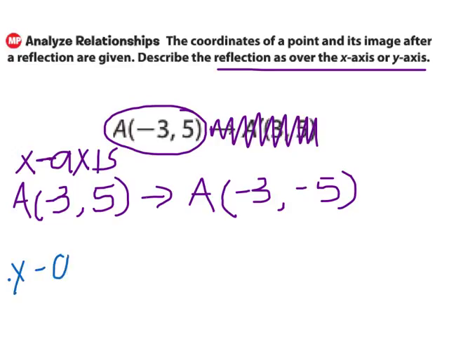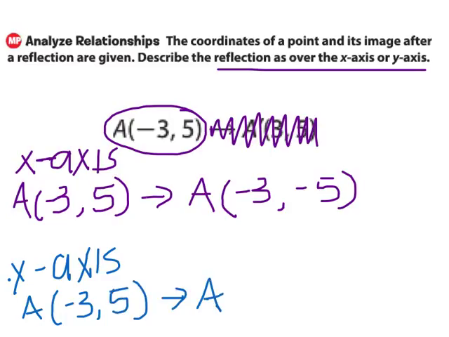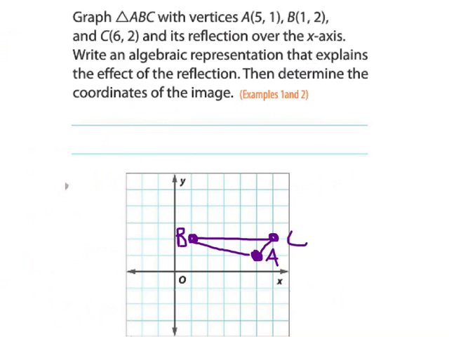Y-axis, you have A, -3, 5, and that's going to become, so it's the y-axis, so x is multiplied by -1, so it'd be -3 times -1 is +3, and then the 5 stays the same.